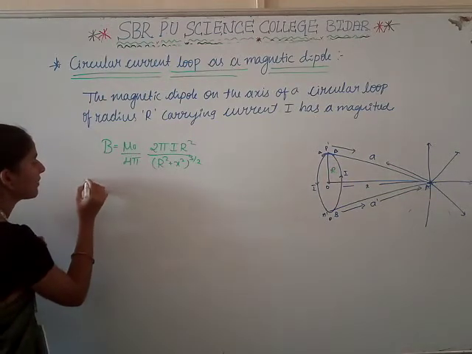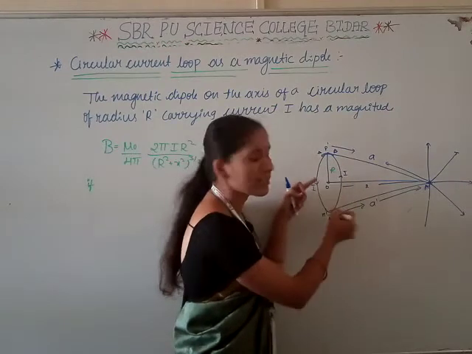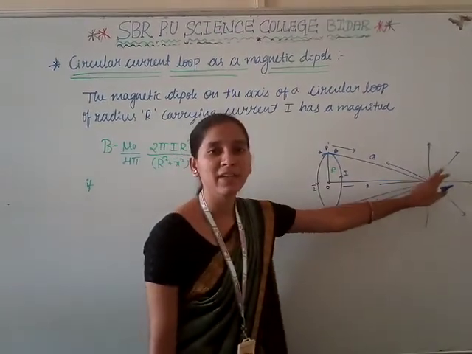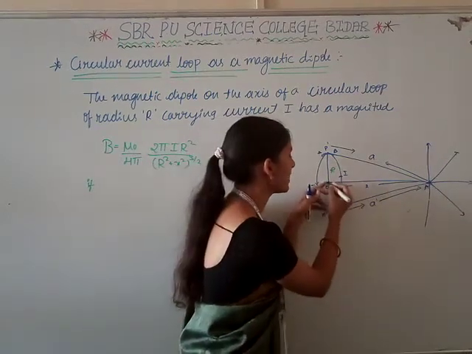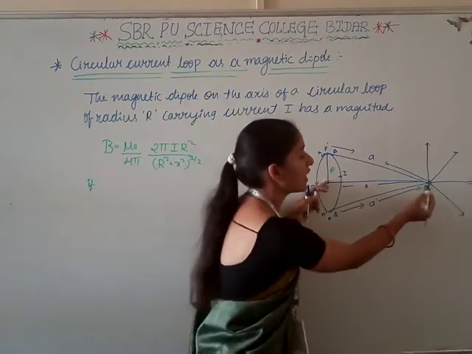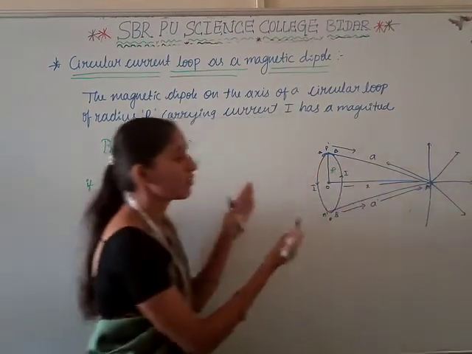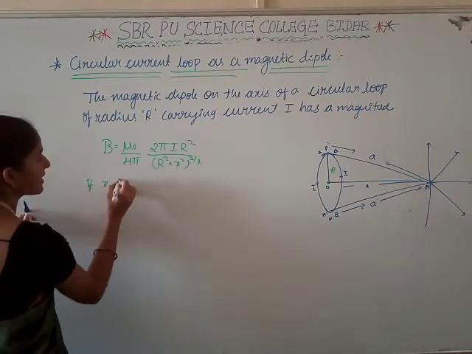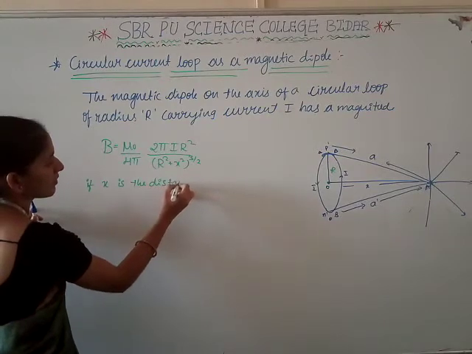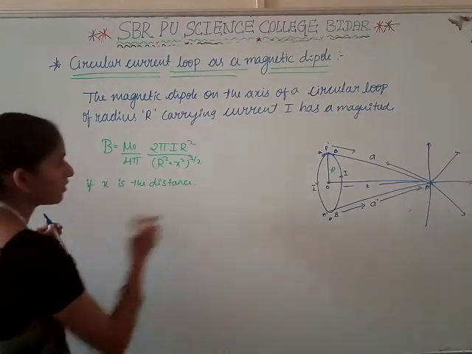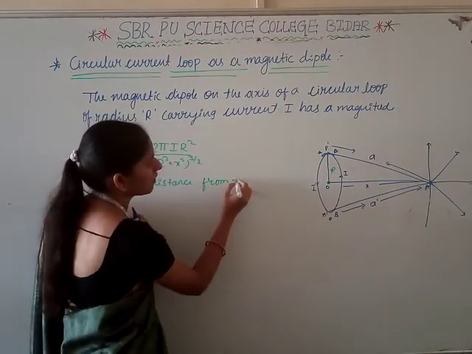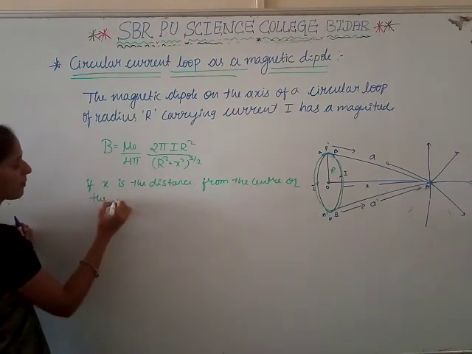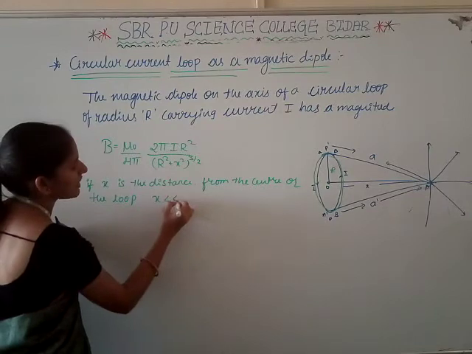Here we are considering a circular loop in which we have to find the magnetic field at a point P, at a distance from the circular current loop. If x is the distance from the center of the loop, from here, this one is the loop we are considering, then x is less than or equal to r.